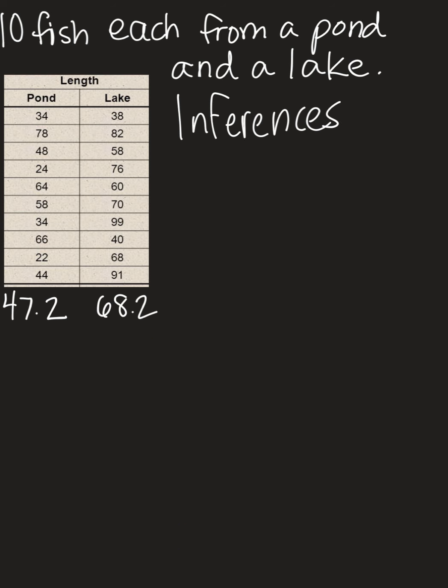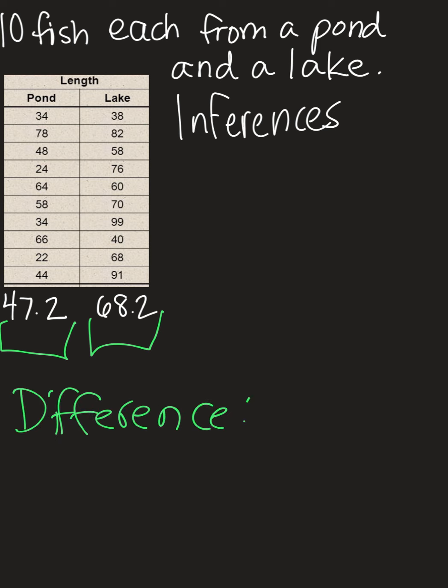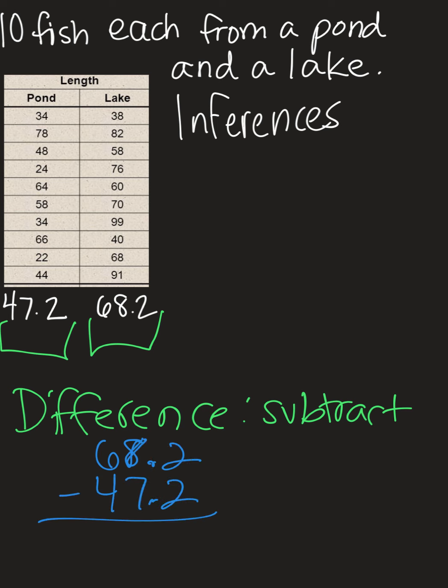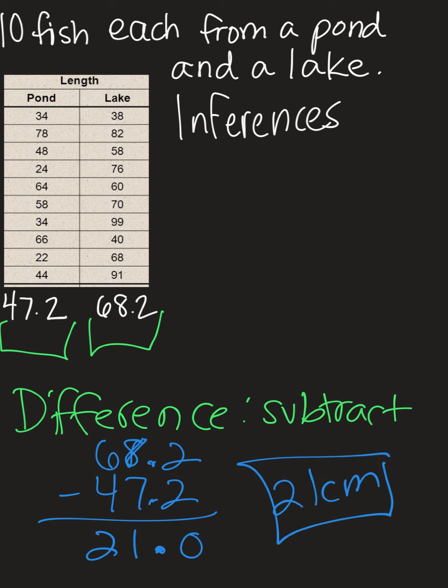There are a couple of things we might do with each of these averages. One thing is to find a difference. If I want to find a difference, I am going to simply subtract, largest minus smallest, so 68 and 2/10 minus 47 and 2/10. 2 minus 2 is 0, so it cancels out. Drop that decimal down. 8 minus 7 is 1, 6 minus 4 is 2, so 21 centimeters is the difference.